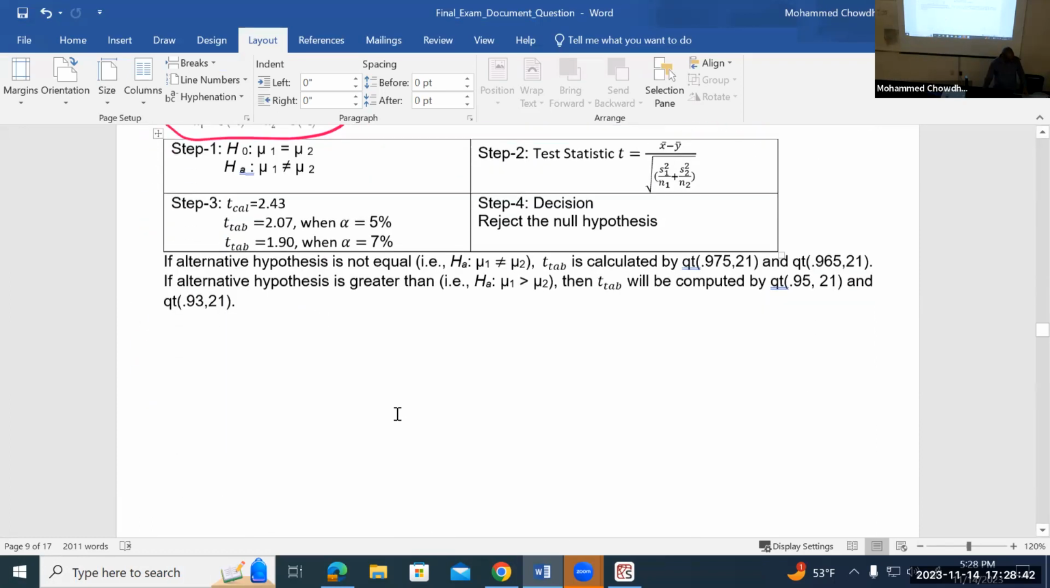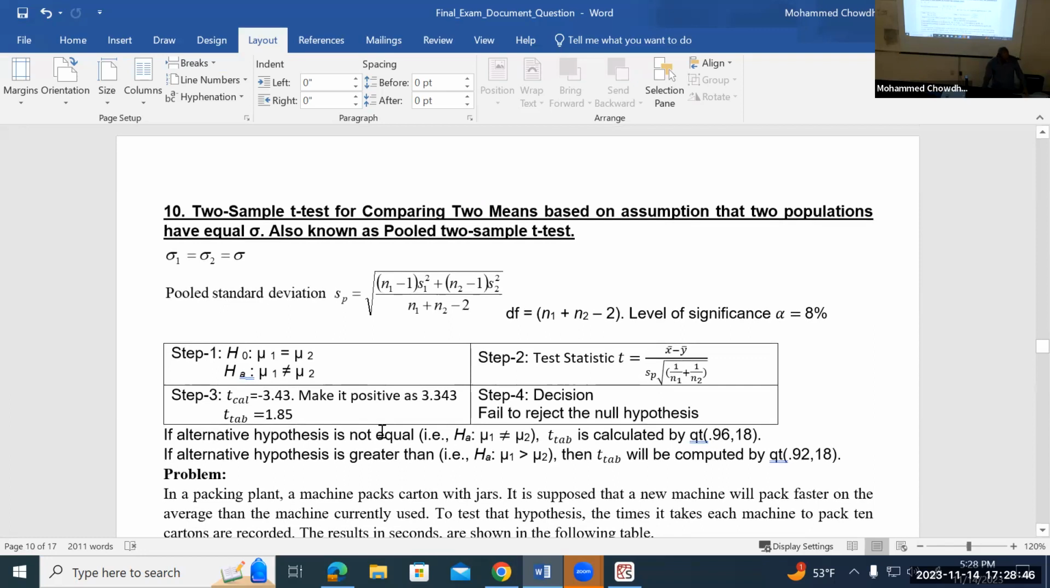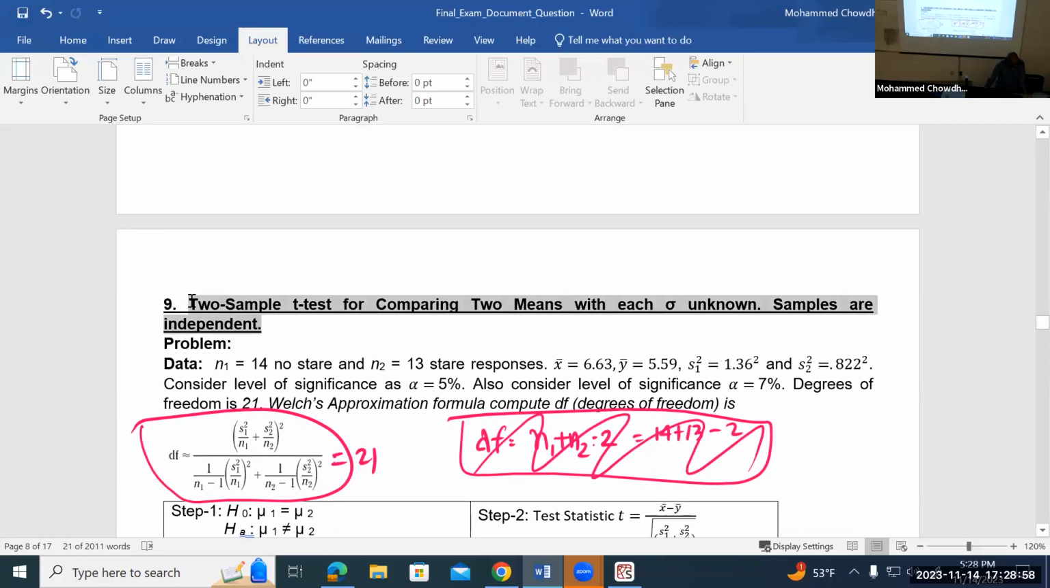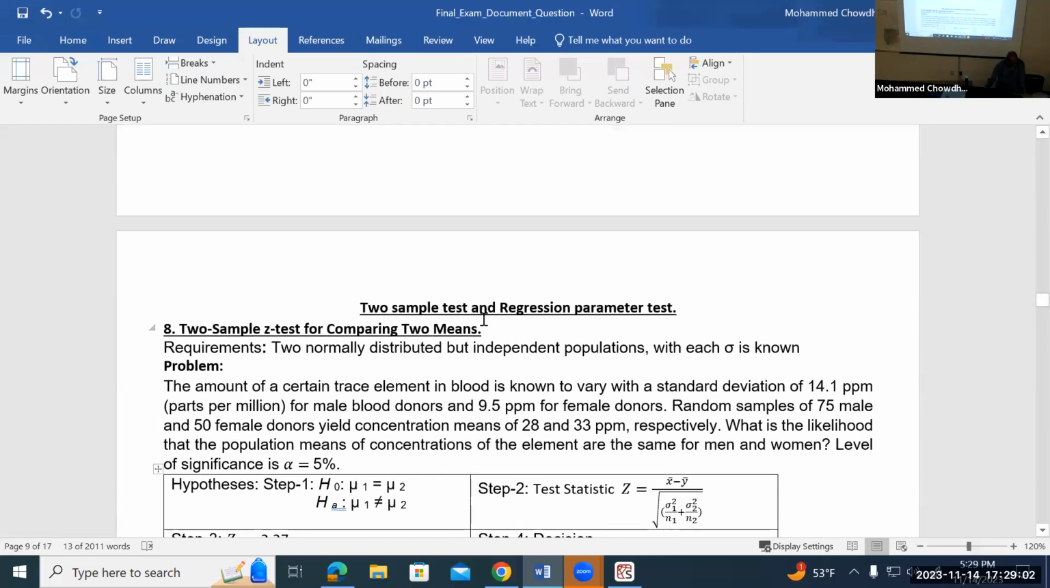Okay, 9 is done. Let me do the 10th one. Two sample t-test. So take a look at that. I put a condition in there. These are the conditions I put. Okay, this is the condition, and that is the condition. When you read the questions, you check whether these conditions are satisfied or not. Okay, these are the conditions.